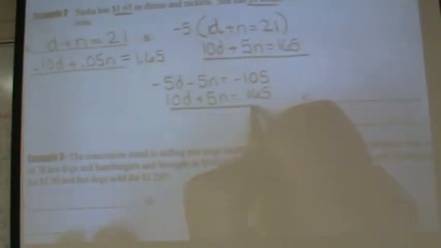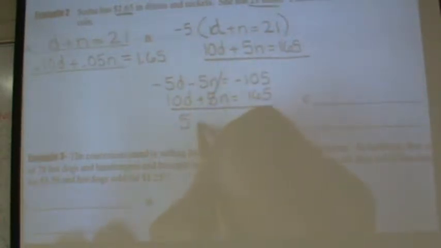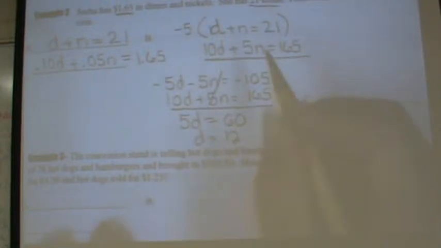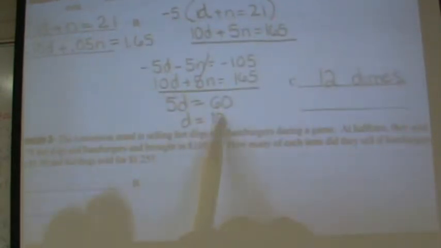Okay, when I add these down, I get 5D equals 60. What's D? 12. So that means 12 dimes. Then how many nickels am I going to have? 9. You substitute that in. Is everyone cool with that? All right, now flip over to your homework, and I want you to set up 3 and 4.